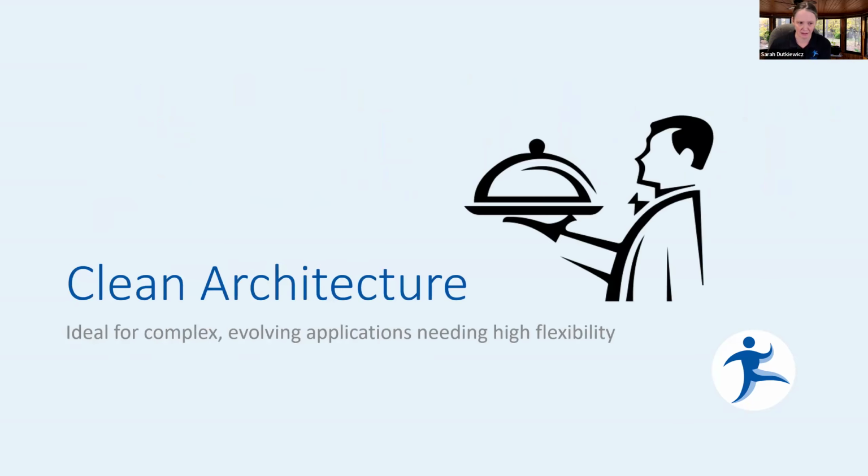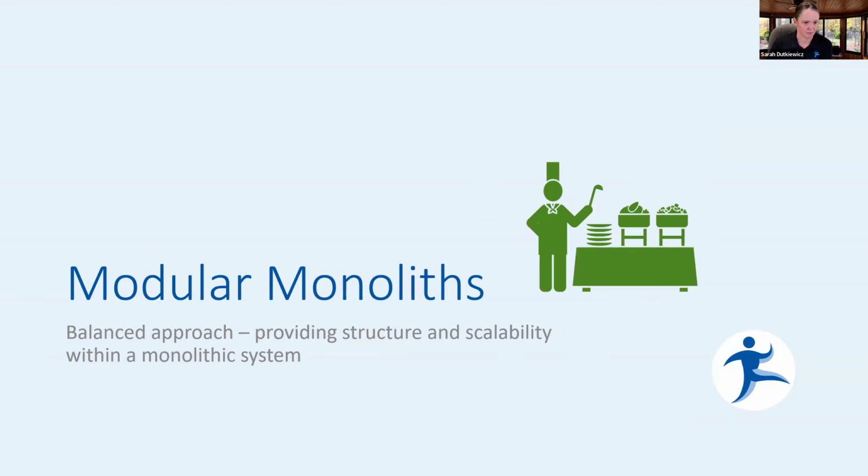The next is clean architecture. So when do you use clean architecture? The quick go-to on that is to think of it as ideal for complex, evolving applications that need high flexibility. And for modular monoliths, think of those as providing the structure and scalability within a monolithic system.